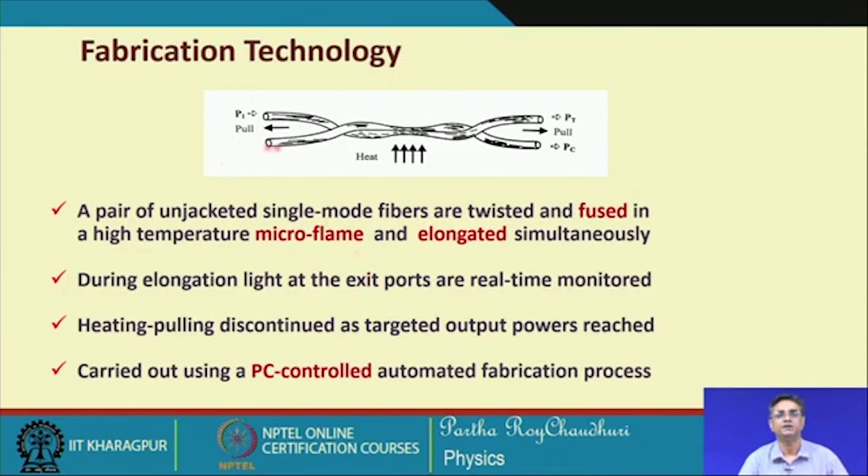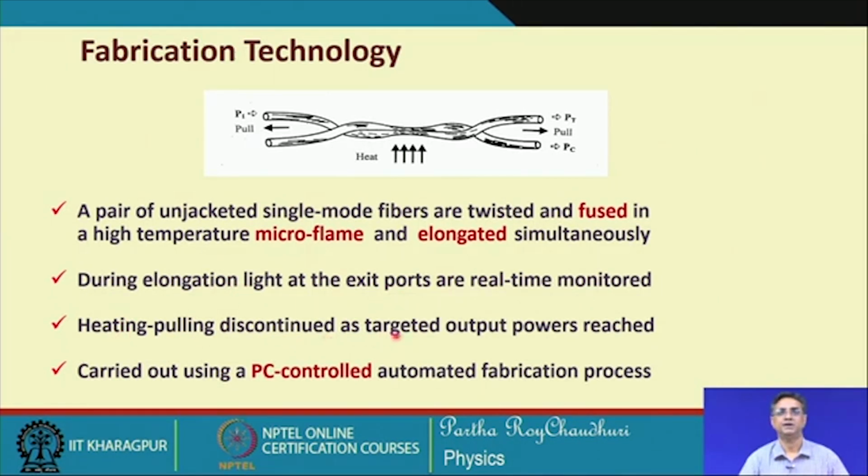Regarding the fabrication technology, how we realize such a coupler: you have two optical fibers which are removed from their plastic jacket and then heated in a microflame, then simultaneously elongated. The method is called the fuse pull taper method, because you have to fuse, you have to pull and you have to taper. This fuse pull taper method is a very reliable and widely used technique to make fused fiber coupler devices.